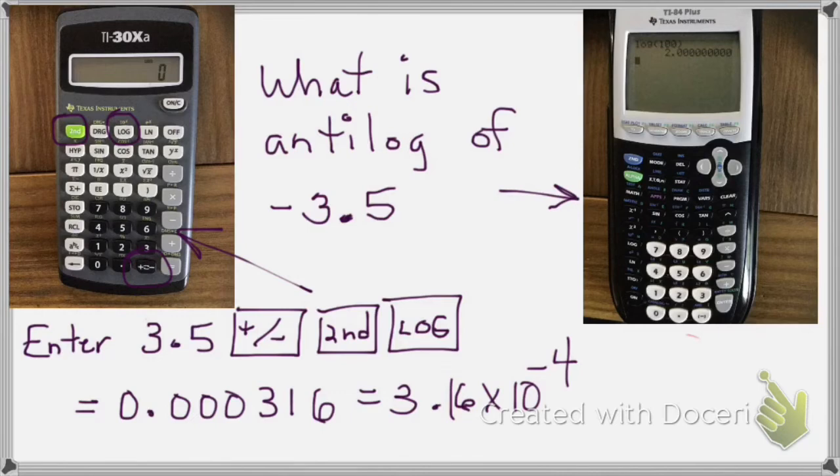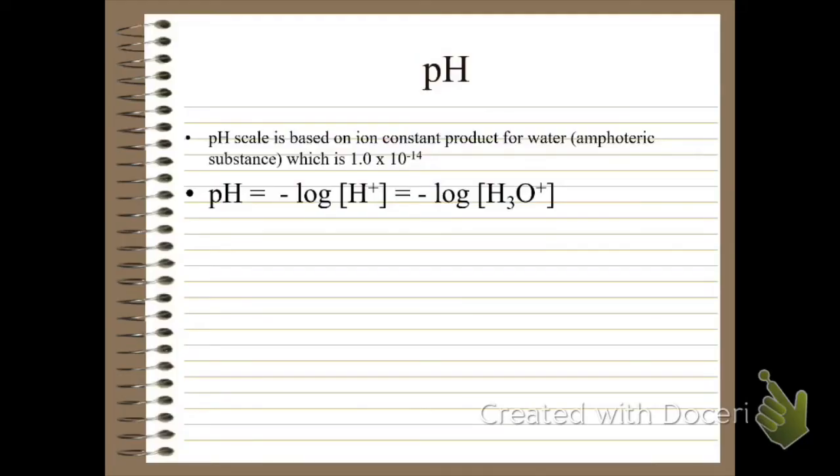That's the difference. All right, so now that we know how to use the calculator to find the log or an anti-log, we are ready to go back and indeed calculate pH. By definition, pH is the opposite of the log of the hydrogen ion concentration, where we can either write it as H plus or H3O plus.